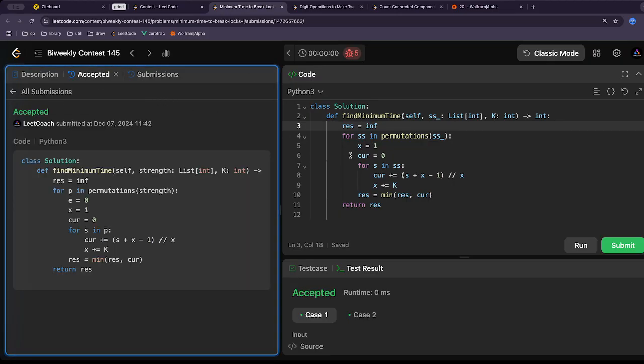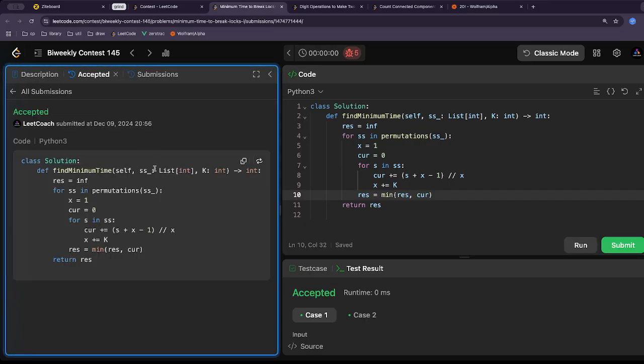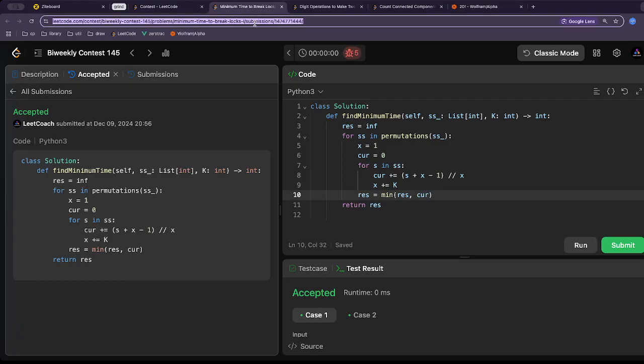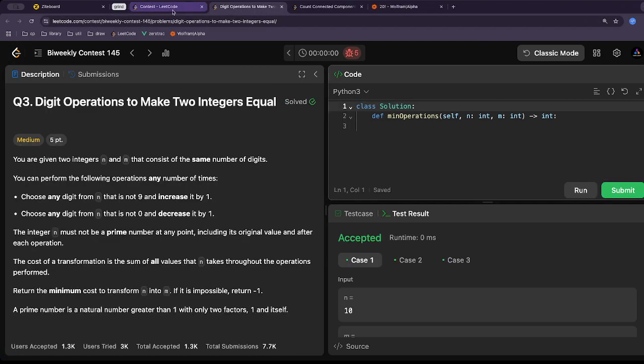Wait, why can't I see my submission? Okay, so here I'm sharing the link to the solution, and let's move on to the next problem.